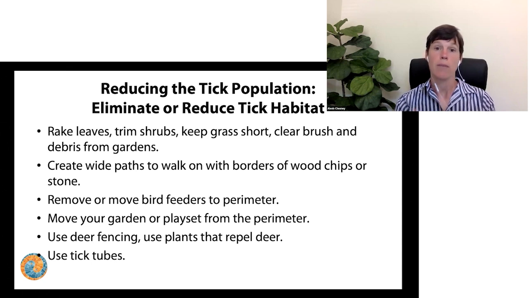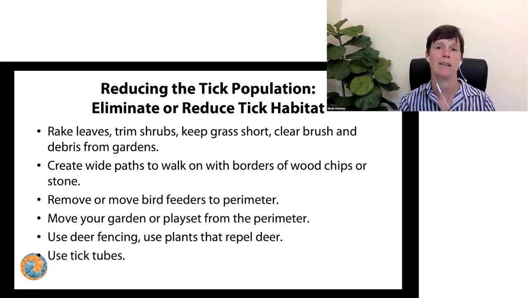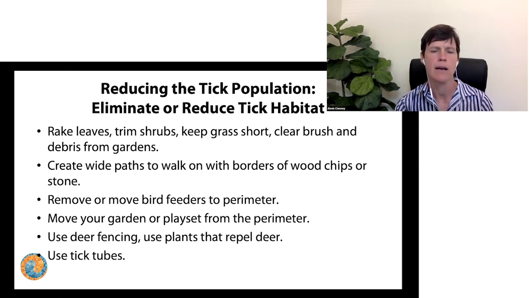You can create wide paths to walk on, or if you're going out into a hiking path or something, just thinking about, let's not walk through the long grass. Let's choose the path that has stones or just dirt or whatever. You can create some transition zones of cedar chips around your property between the grass and the woods, if you live in such a place.